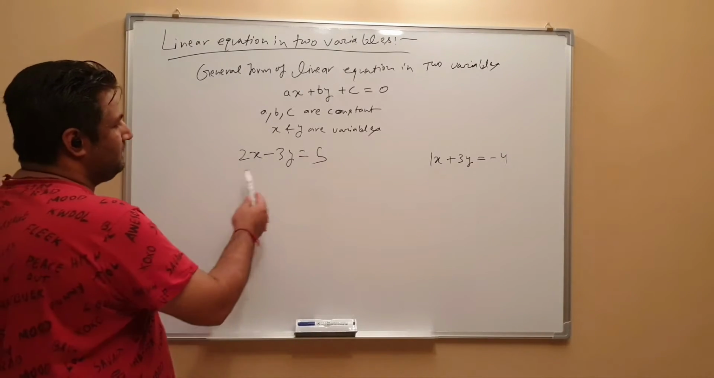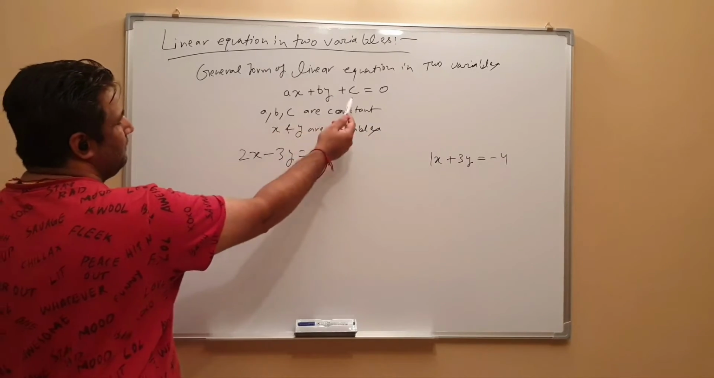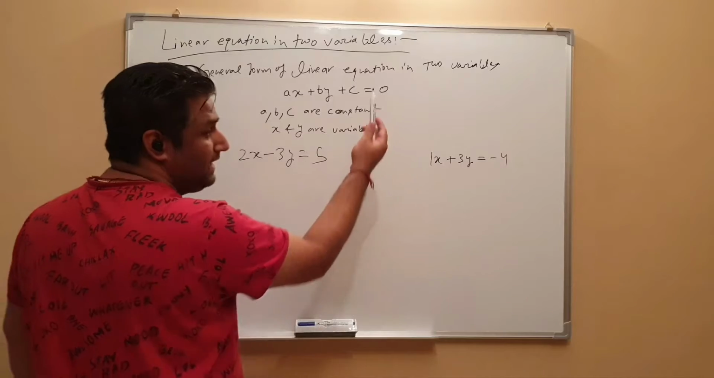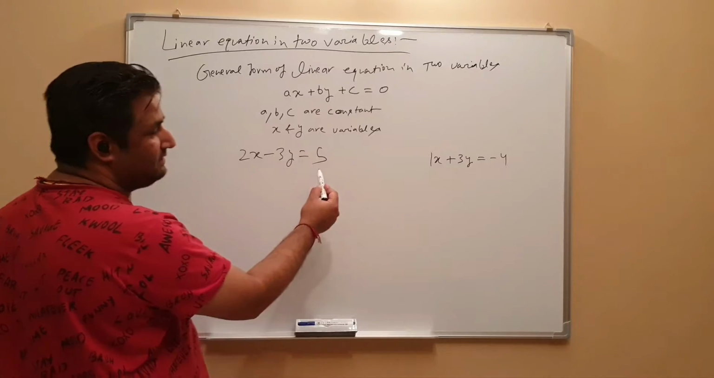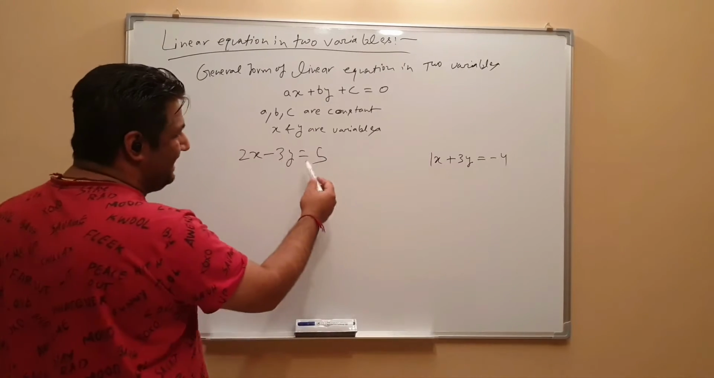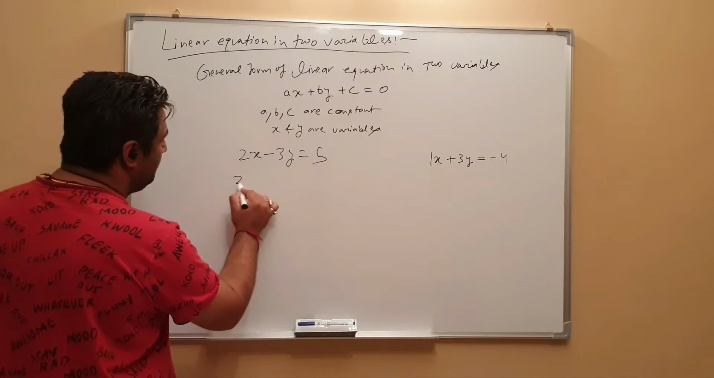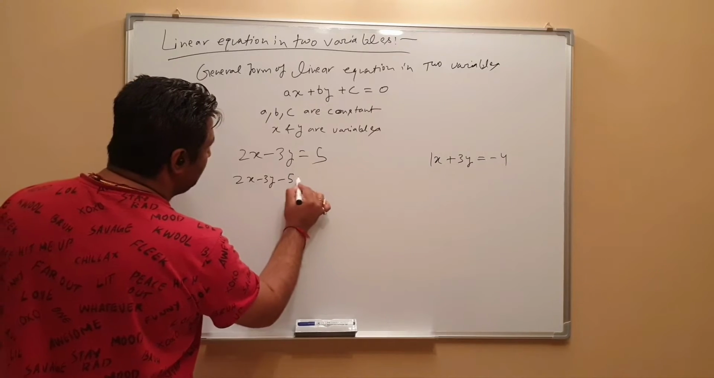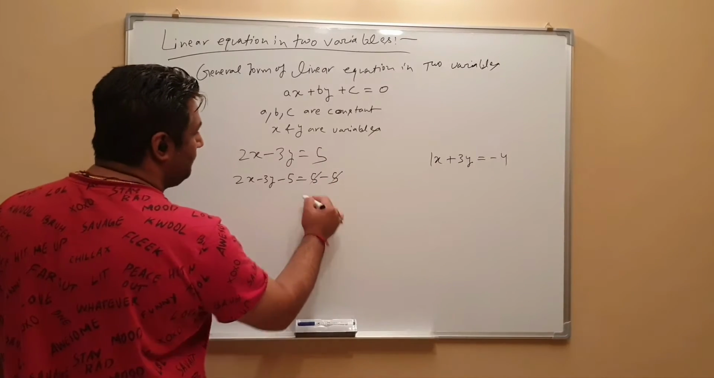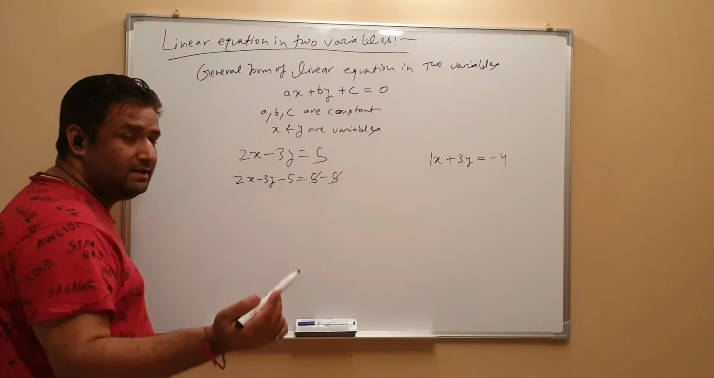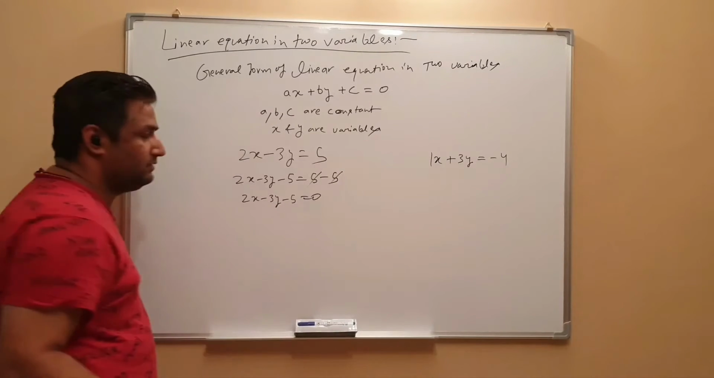First of all, if you compare this equation with the general form, you can see that although all these values are on the left hand side, on the right hand side we only have 0. Here, we have a value on the right hand side. So we have to eliminate this value from the right hand side and bring it to the left hand side. For that, we can just subtract 5 from both the sides, so that this 5 will get eliminated from the right hand side. The positive and negative 5 will get cancelled. In that case, you will get 2x minus 3y minus 5 equals 0.